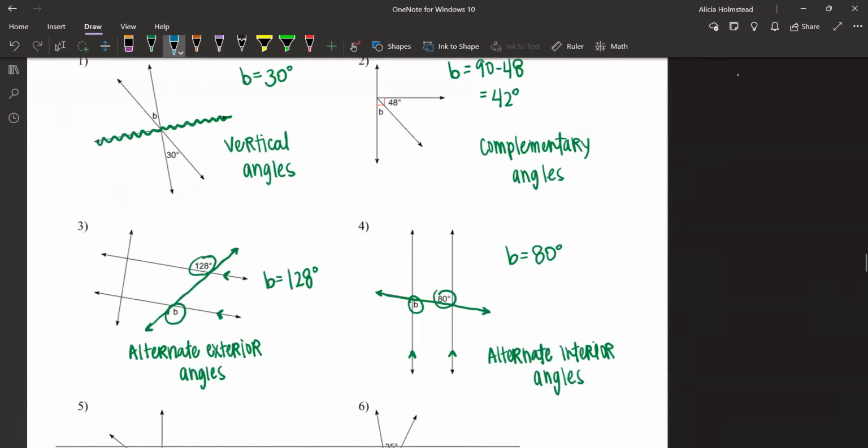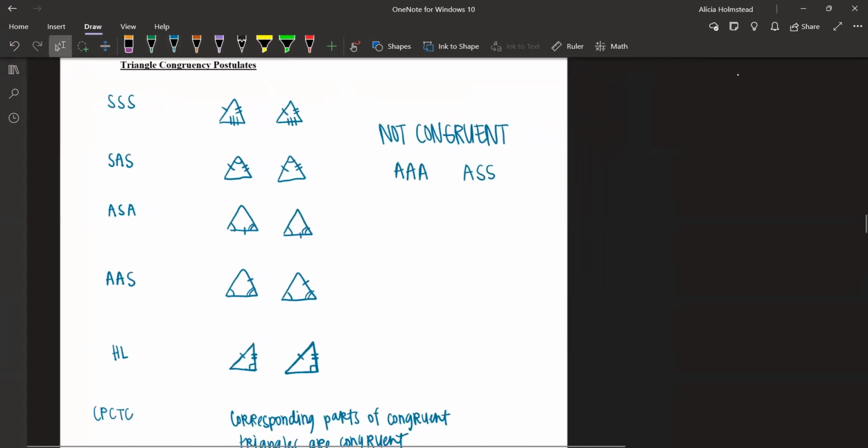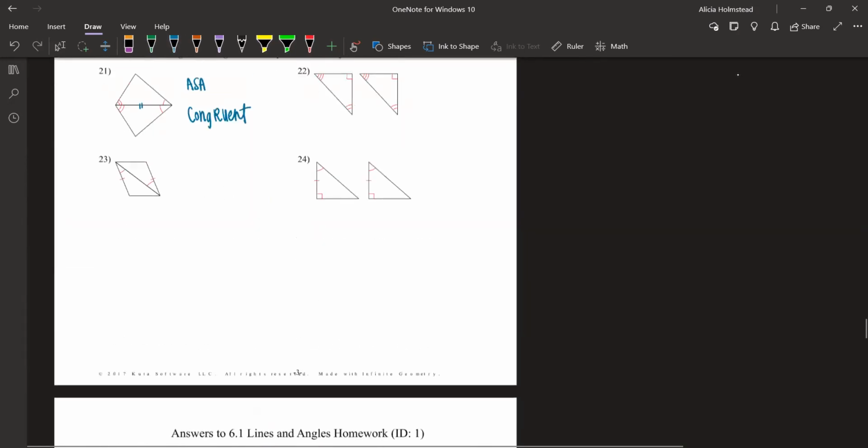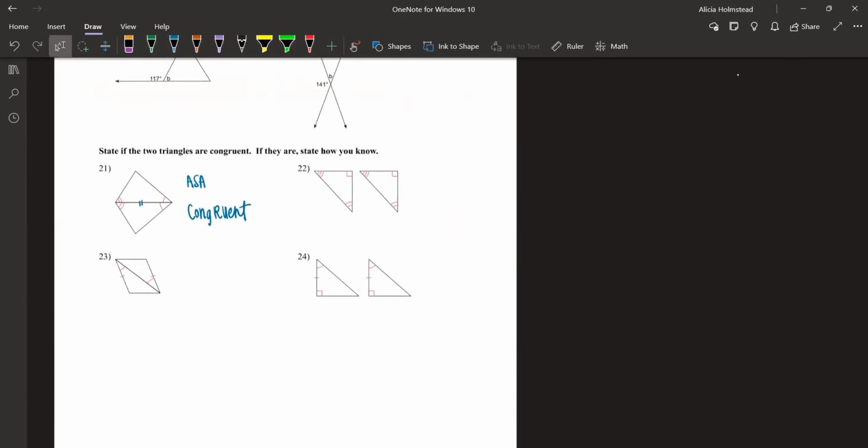So you'll just want to use, sorry if that makes anybody motion sick, this page and say, hey, angle, side, angle does in fact prove congruency. So I know down here that angle, side, angle does verify that these are congruent. Okay, so I'm going to let you guys do 22, 23, 24 on your own. Some of them are not congruent, some of them are.